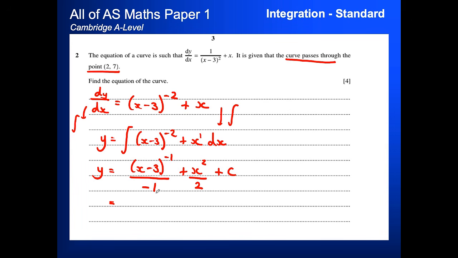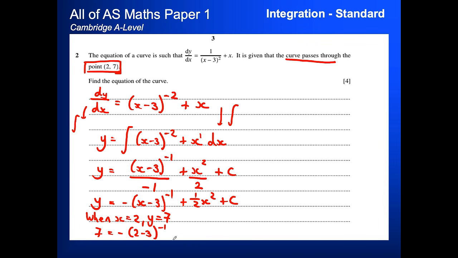Now we'll just tidy this up, so divide by minus 1, we can just bring this to the top, so we get minus, open brackets, x minus 3 to the power of minus 1, plus a half x squared plus c. So this is much tidier. And like I hinted earlier, we need to use this point now, (2, 7), to work out the constant of integration. So when x is equal to 2, y is equal to 7, and now we just pop this in, so we get 7 equals minus, open brackets, 2 minus 3, to the power of minus 1, plus a half of 2 squared plus c.